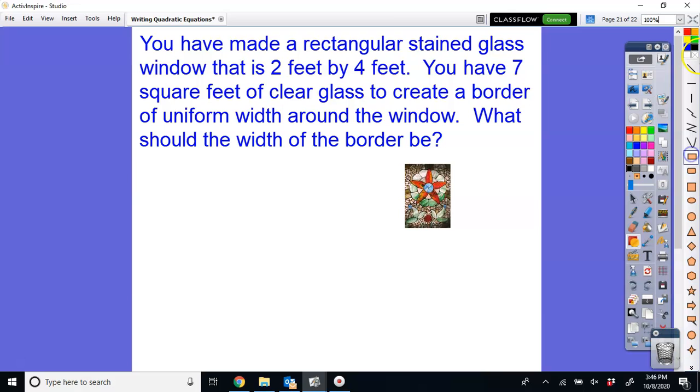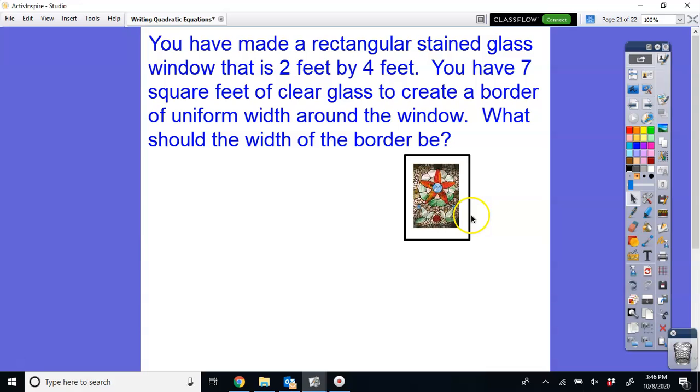A stained glass window. Let me see if this will work here. Oh, not that. That was a dummy move, wasn't it? Let's try this. There we go. Essentially, I'm going to create this border around this stained glass window, and it's not going to be perfect. I was trying to make it as even as possible, but I kind of messed up just a little bit. But you have this even border all the way around it.